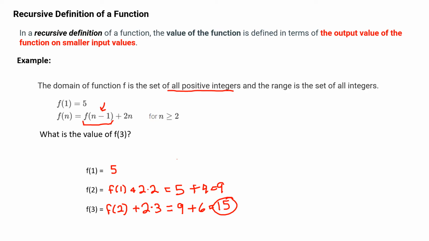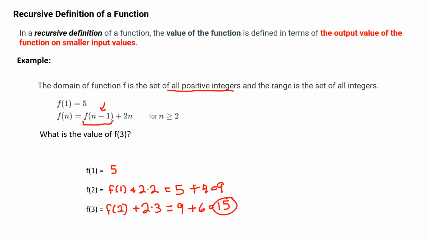Let's look back up at this definition and see if now it would make sense. They say in a recursive definition of a function, the value of the function is defined in terms of the output value of the function on smaller input values. So f of n is defined by f of n minus 1, and n minus 1 is a smaller input value than n is. That's what they're saying there.